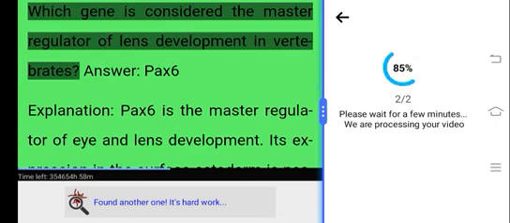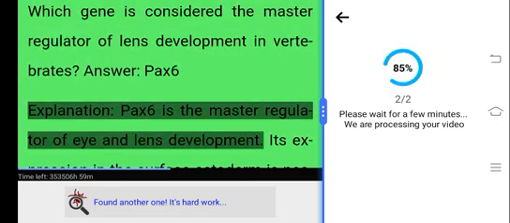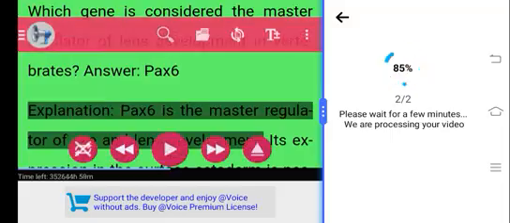CSIR NET JRF June 2019. Which gene is considered the master regulator of lens development in vertebrates? Answer: PAX6. Explanation: PAX6 is the master regulator of eye and lens development.